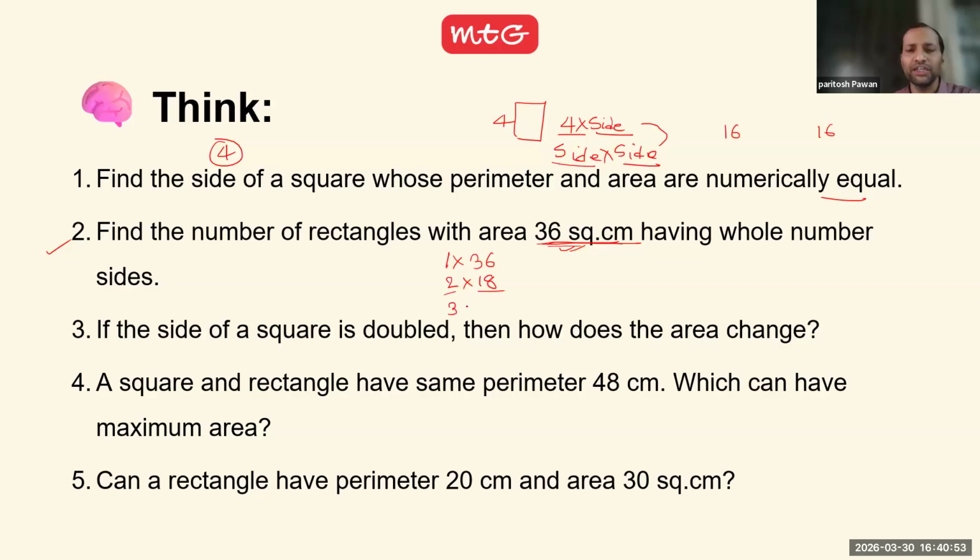Next, it is 3 into 12, so 12 threes are 36. Next, it is 4 into 9. Next, it is 6 into 6. You will say, sir, 6 into 6 is a square. In the starting, I told you a square is also a type of rectangle. So these are the rectangles. How many are there? 1, 2, 3, 4, 5. So 5 rectangles are possible whose area is 36 and whose sides are whole numbers. You see, I have taken all whole numbers.